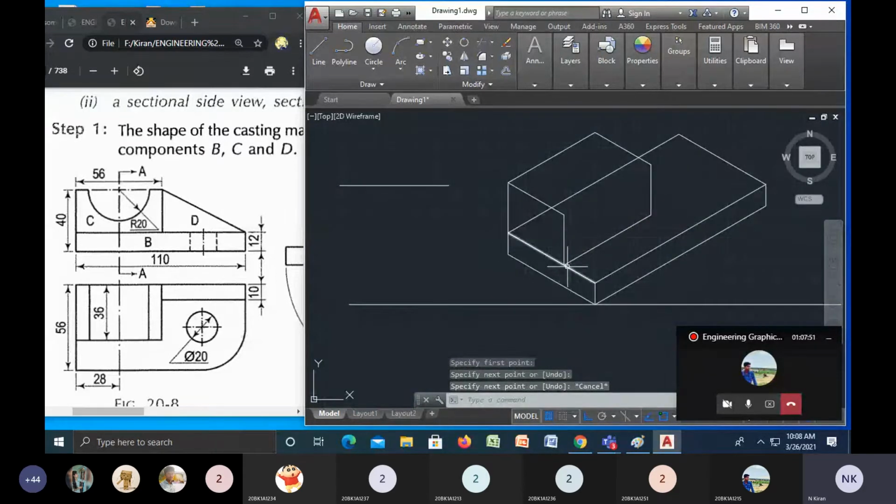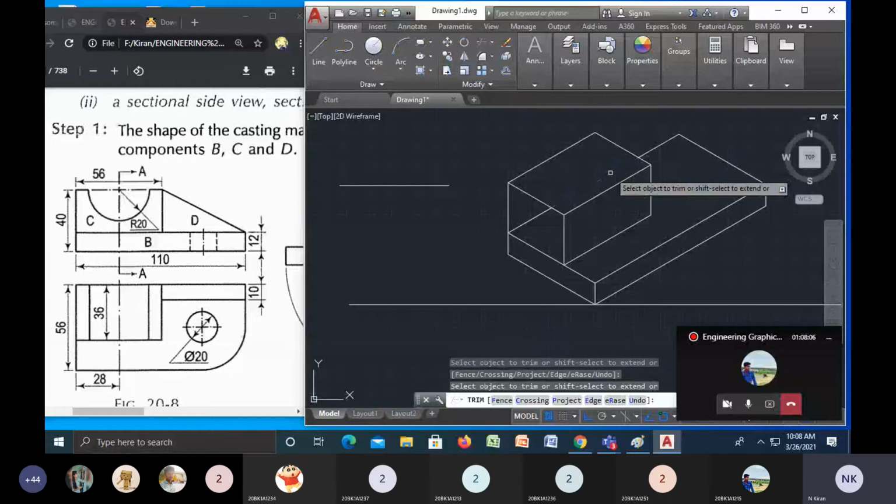Otherwise you can take L enter, shift at the rate, what is the value? 56, and angle 30. Like that also you can join. Otherwise I have 2 points, I can join directly like this. Okay, right. Now TR double enter. I will remove this one which I don't need, so that it will be easy for you.